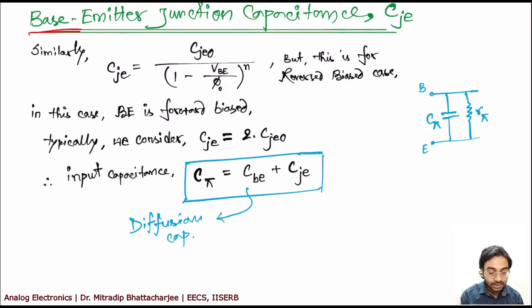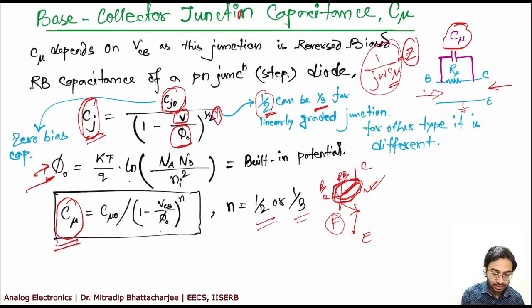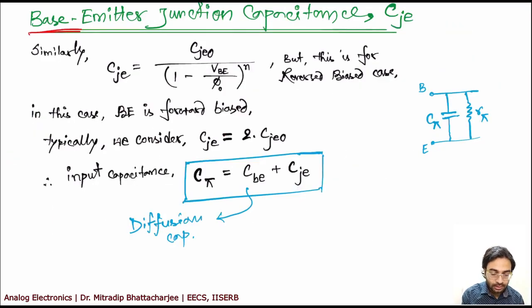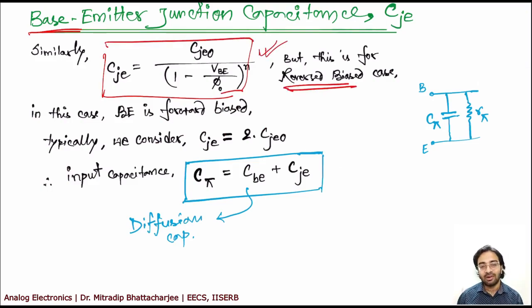Now the junction capacitance I have already seen, just like previously for a diode, it is something like this, but this is only valid for reverse bias. Our base emitter junction is forward biased. Now for the forward biased condition you cannot use this.